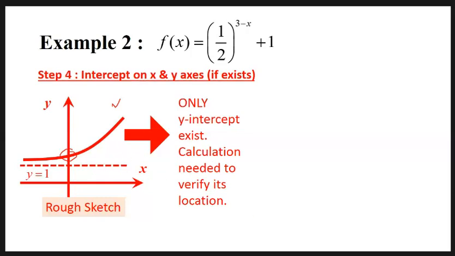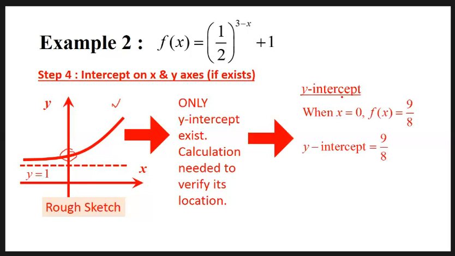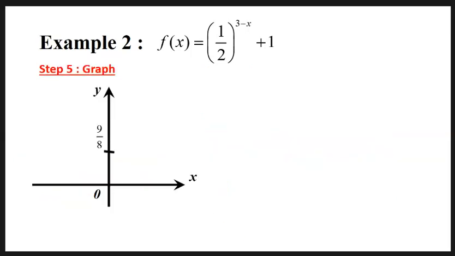So the next thing we're going to do after we observe from the rough sketch is to calculate the y-intercept. The y-intercept happens when x equals 0. Substitute x equals 0 into the function. We get 9 over 8, and 9 over 8 is the y-intercept. And as we saw just now, there is no x-intercept, so we don't have to find it because it does not exist. At last, we're able to identify the value of this y-intercept combined with all the previous info we have, which is the asymptote and also the graph shape. So this is the result that we have for the graph sketching.